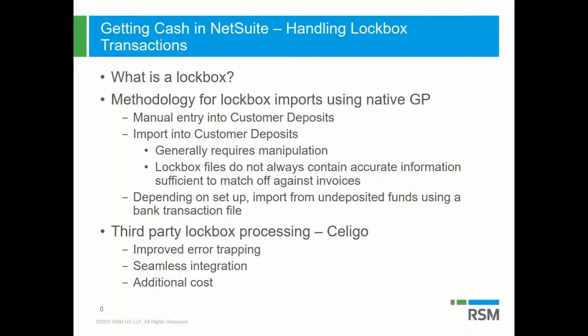And I know, again, we're talking about Celigo because basically, in NetSuite, the process for matching up lockbox transactions is going to be very manual in nature. So even if you automate the import, it's going to be manual. The advantage of using a third party is that the cash application happens automatically, your exception and error handling is much better, and the integration is seamless. Of course, the less attractive piece of it is that it costs extra.